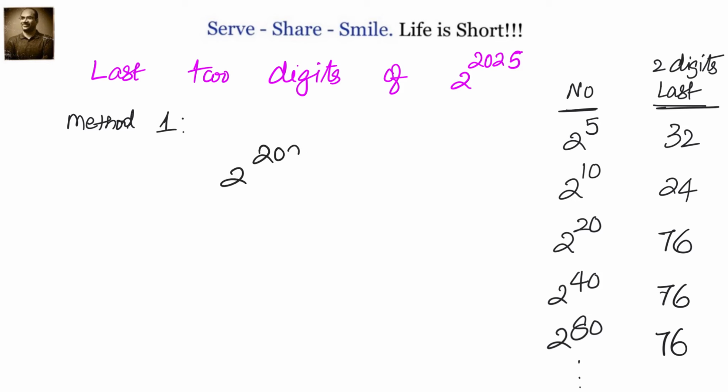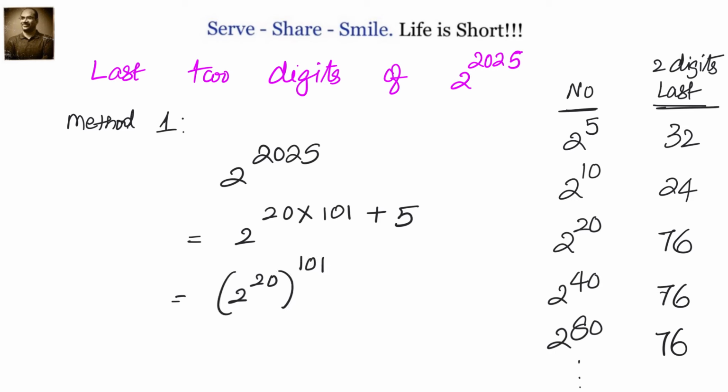That means if we can write 2025 as a multiple of 20, then we are sure that the last two digits will be 76 only. So we'll write 2025 as 20 into 101 plus 5. Now we know that 2 power 20 ends with 76. So however many times you multiply 76, the last two digits will be 76 only. So 2 power 20 whole to the power of 101, or 2 power 20 into 101, will give us last two digits as 76 only.